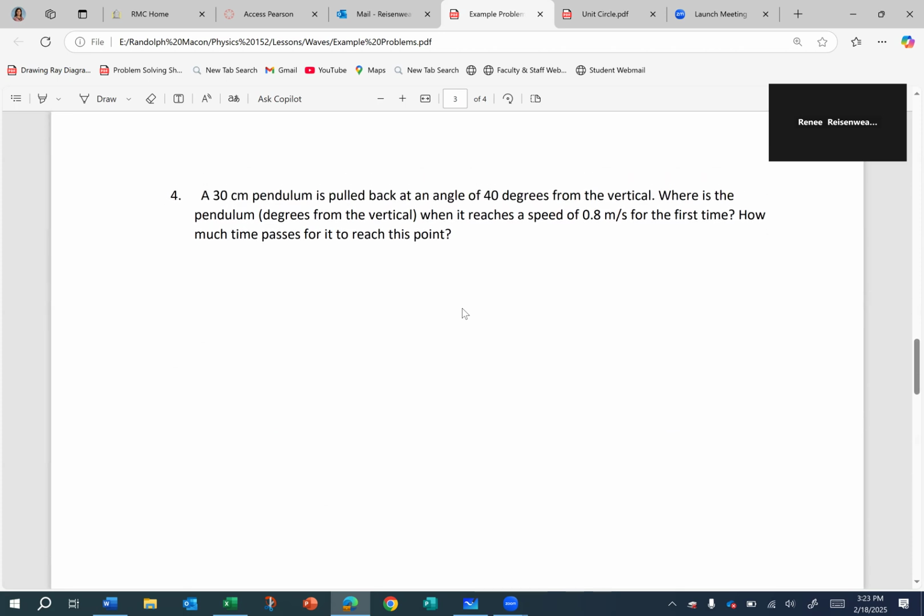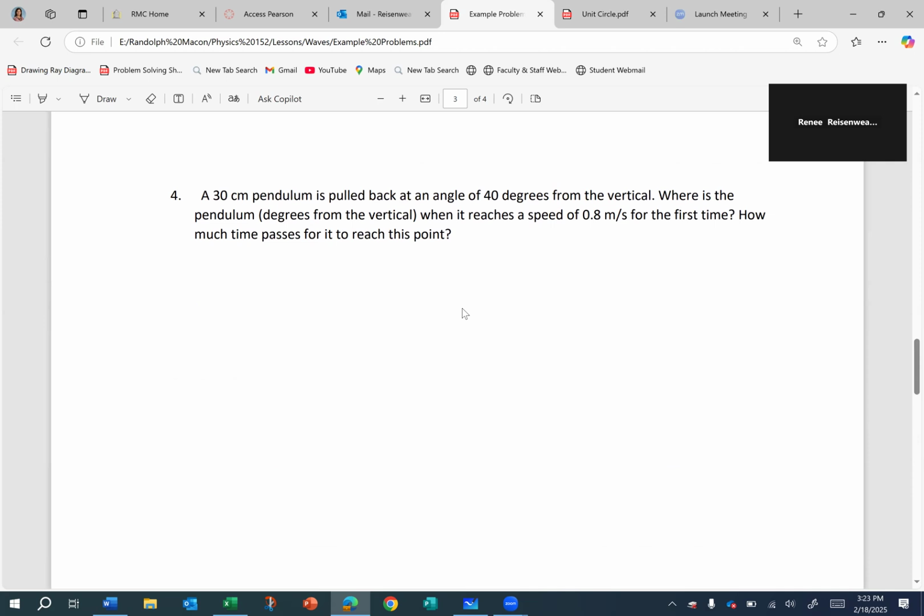So in problem number 4, we have a 30-centimeter pendulum pulled back at an angle 40 degrees from the vertical. Where is the pendulum, in degrees from the vertical, when it reaches a speed of 0.8 meters per second for the first time? How much time passes for it to reach this point?